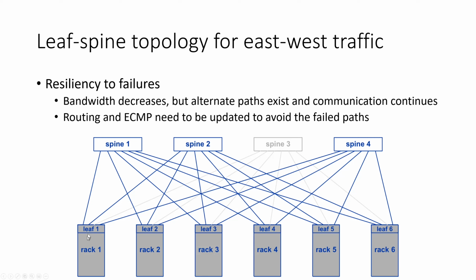Because each leaf switch has 4 upstream links, if any of the spine switches fail, then the servers in the racks can still communicate because there will be available alternate paths. When a spine switch fails, what happens is the available bandwidth decreases, but we still have alternate paths, so the communication can continue. And what needs to happen is some control software, we need to update routing and the ECMP, the load balancing, to avoid the failed spine switch.